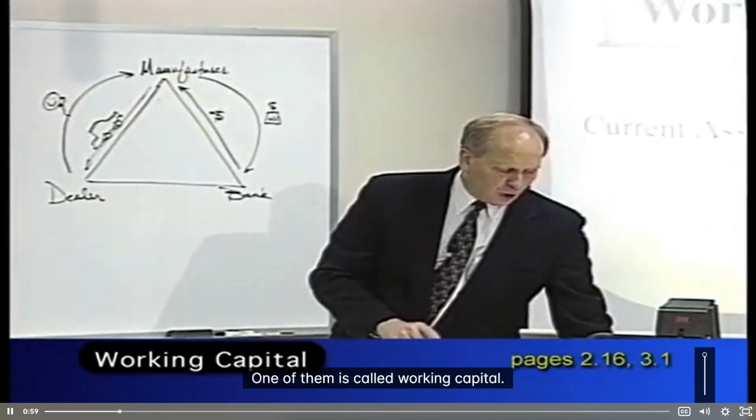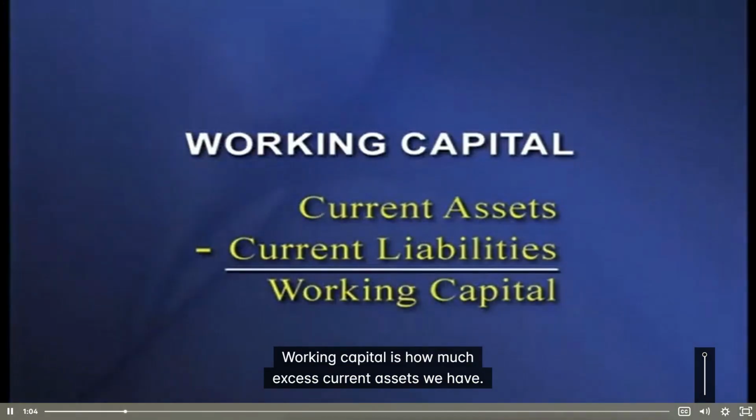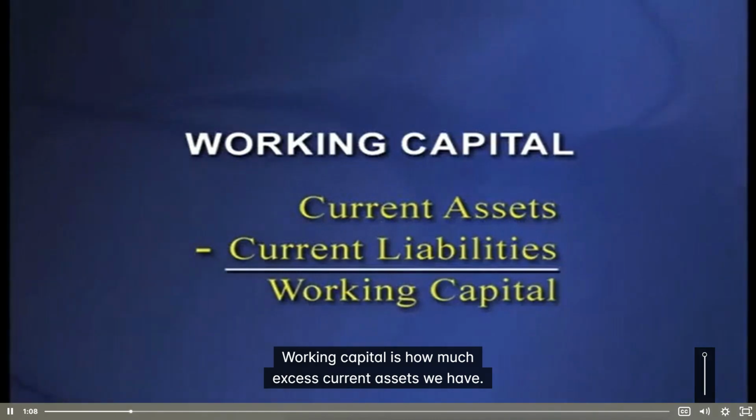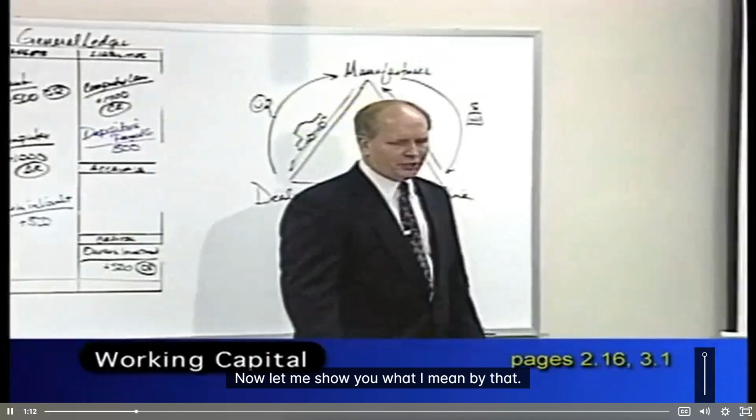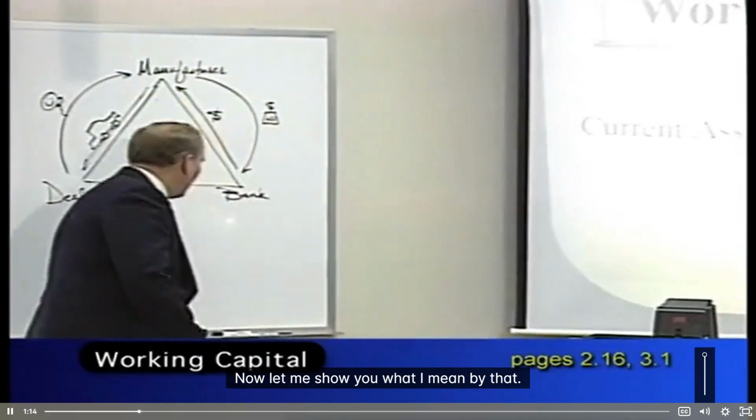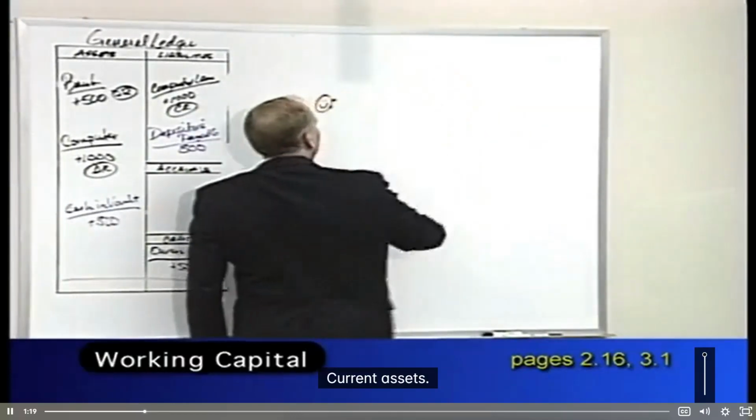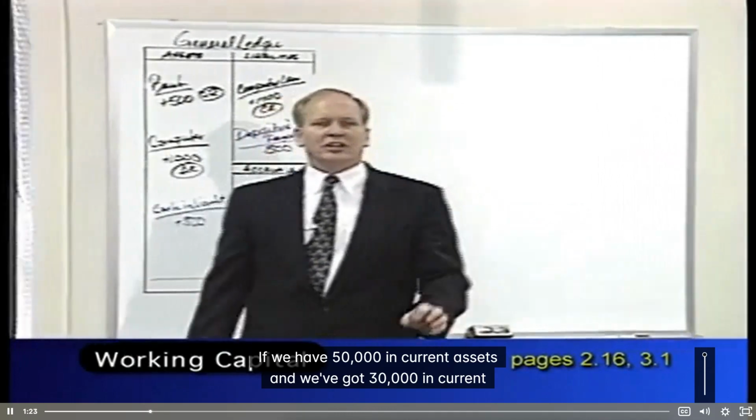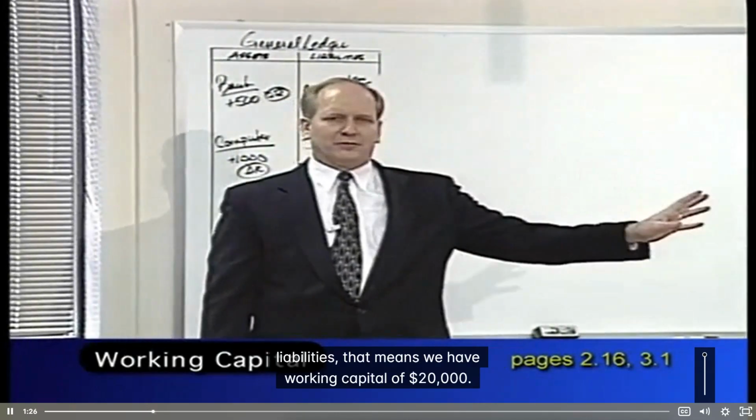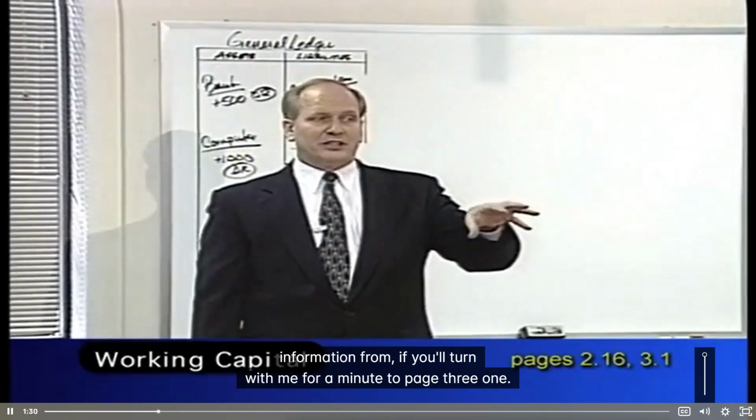One of them is called working capital. Working capital is how much excess current assets we have. Okay? Now let me show you what I mean by that. If we have $50,000 in current assets and we have $30,000 in current liabilities, that means we have working capital of $20,000, correct? Now let me show you where you get this information from.